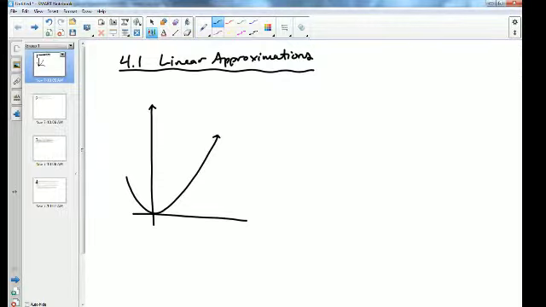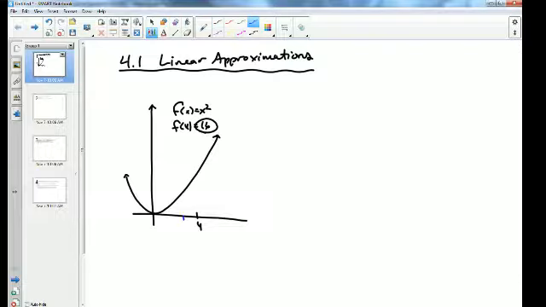So there's a graph of a function, right? Let's just do this. There's the function. What is f at 4? 16, right? You know that's fact. Linear approximations use the derivative to approximate that value.